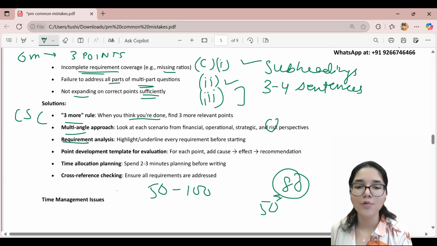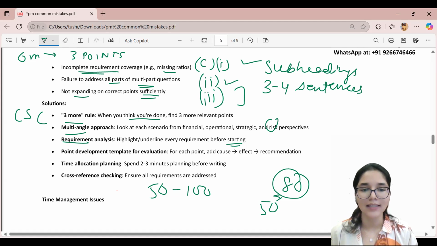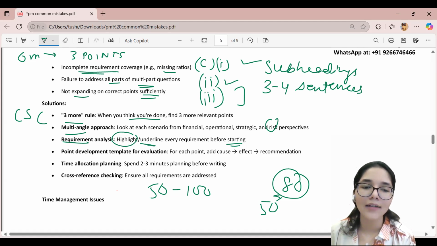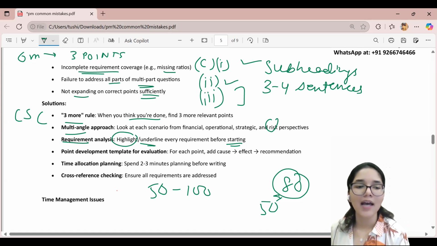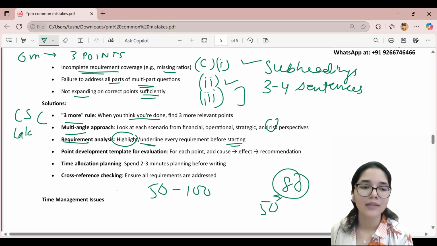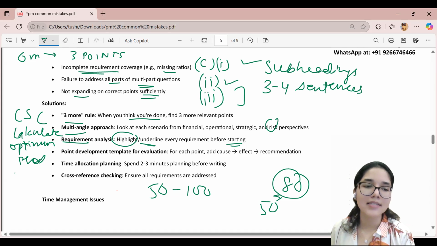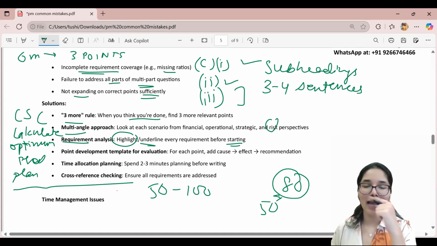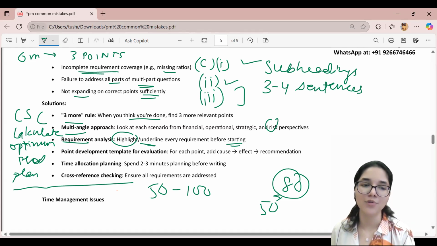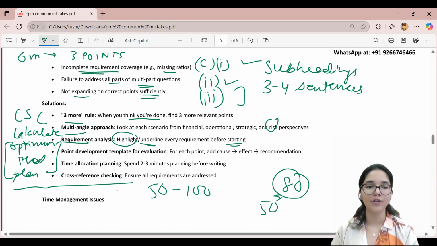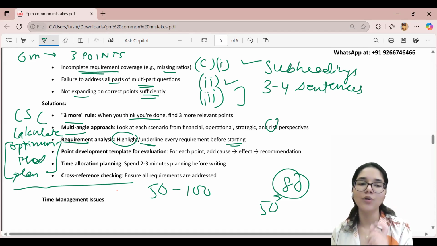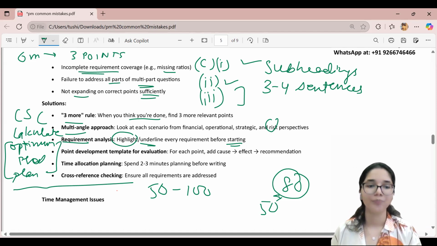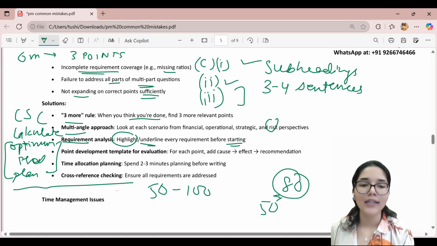Whenever you are going to start any requirement, before you start that, highlight or underline the main part of the requirement. So if they have given me a requirement, let's suppose the requirement says calculate optimum production plan for the next month. So this is the requirement that is going to be possibly crossing one line. So in that one line, I will highlight exactly what I'm supposed to calculate. Optimum production plan is going to be my highlight so that I get to know exactly what I have to do.